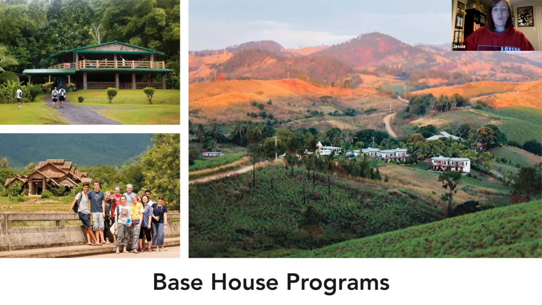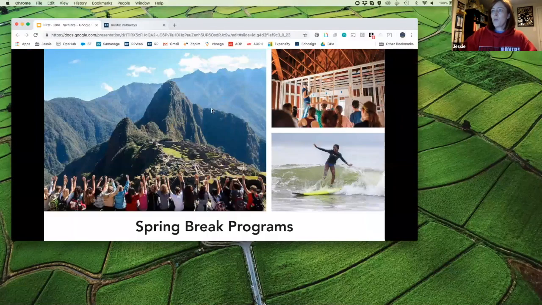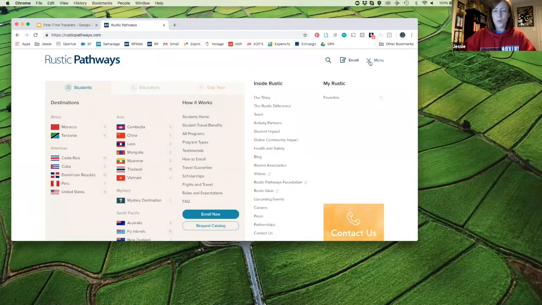And you can find more information. Let me just step over here to our website about base houses. This is a really wonderful place for families to start your search for a program. If you click the menu in the top right-hand corner, and go to how it works, there's a bunch of really helpful links here, one of which is going to be the program types link.